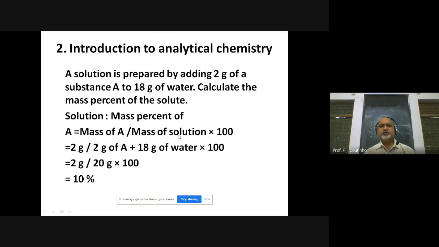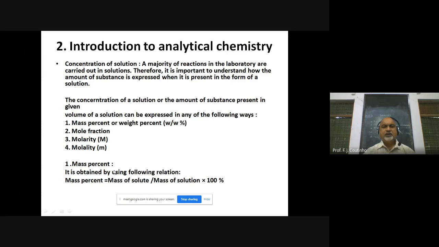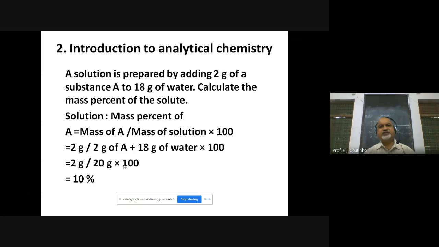Solution is made up of a solute and a solvent. So the solution is 2 grams of A plus 18 grams of water, that becomes 20. So 2 grams divided by 20 into 100, that is 10%. 2 divided by 20 is 0.1, and 0.1 into 100 is 10%. So the mass percentage of the given compound A is 10%. This is a way to solve the problem on mass percentage.